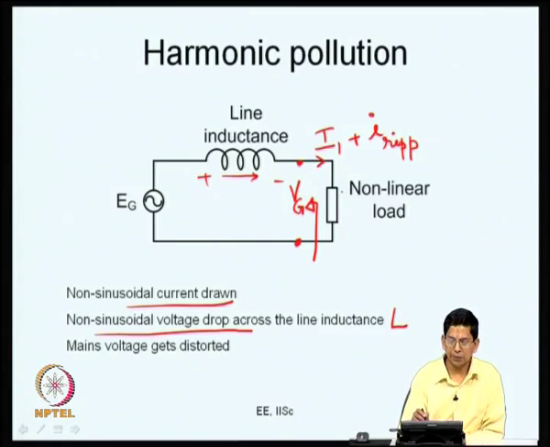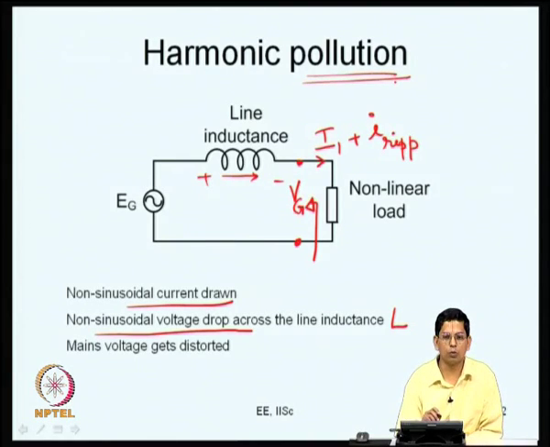It is because we have connected a non-linear load, other loads connected in parallel will also see a distorted waveform. So, that is why we use the term harmonic pollution. What we basically mean is the distortion of the mains voltage due to connection of non-linear loads. If you connect non-linear loads to the mains, they tend to draw non-sinusoidal currents. These non-sinusoidal currents have a drop across the line inductor, which is non-sinusoidal in nature. Therefore, the mains voltage itself becomes non-sinusoidal. So, this distortion of the mains voltage due to non-linear loads is what we call harmonic pollution.